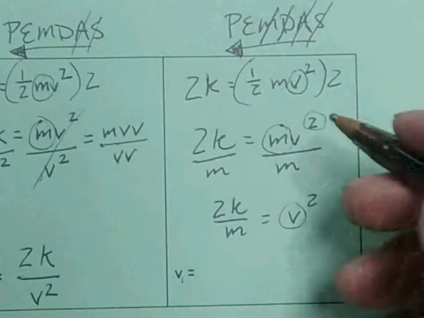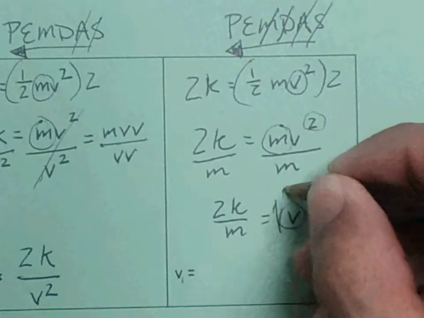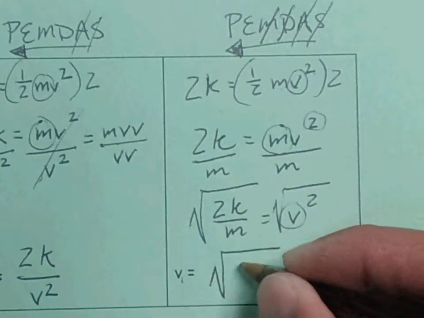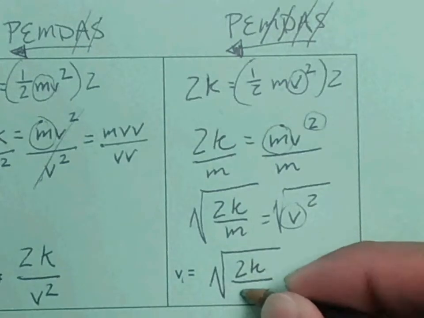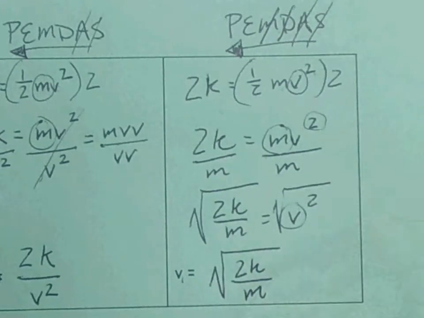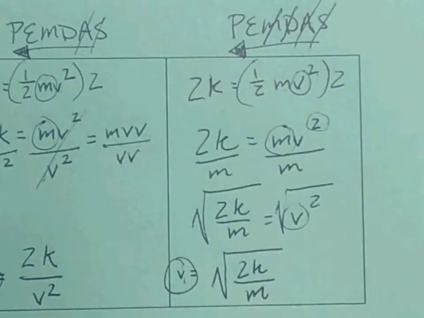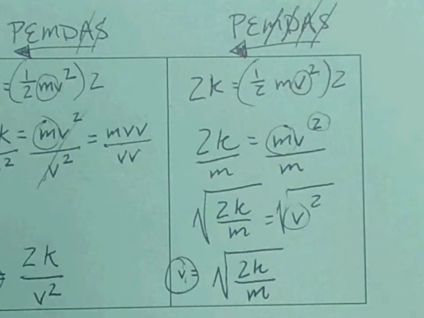Now you got to think to yourself, how do you get rid of that exponent now? What's the opposite of squaring something? Well, it's to square root something. So if I square root everything on that side, that would get rid of my exponent. And then once I get rid of my exponent, I solve for v. v is by itself.